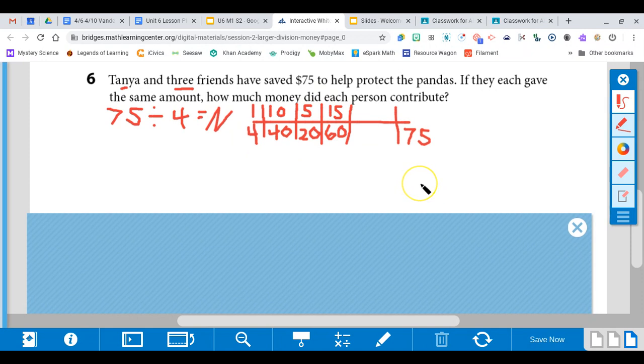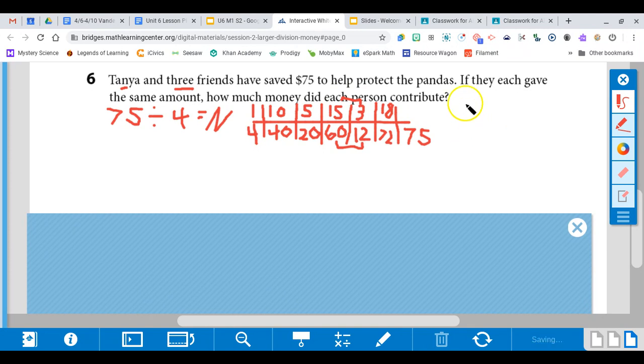And in fact, we're 15 away. So knowing our basic facts again, trying to think, hey, 4 times what gets me closest to 15 without going over? Well, I know 4 times 4 is 16, but that's more than 15. So I'm going to have to go with 3, and that's going to be 12. So the closest I can get is by doing 15 plus 3 would be 18, and 60 plus 12 would be 72. So how much did each person contribute?